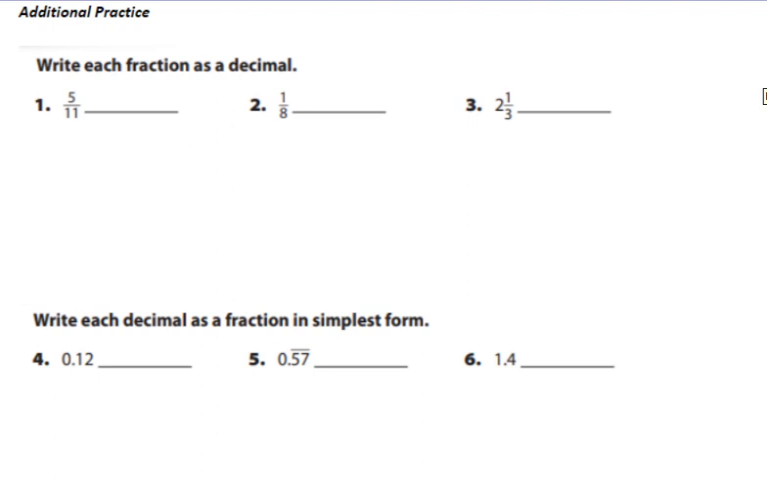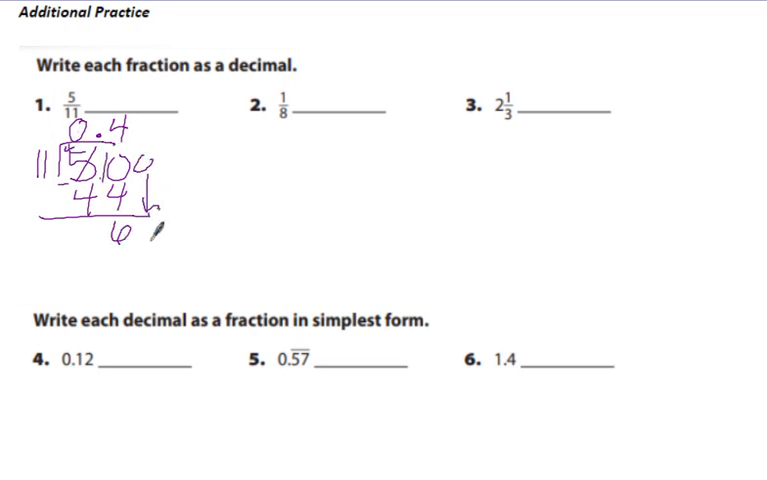Okay, so let's work on some more. We're going to change the fractions to decimals. So 11 into 5. 11 doesn't go into 5. 11 goes into 54 times. It's 44. We have to borrow this time. It's 6. Bring down a 0. 11 goes into 65 times. It's 54. Nope, it's not 54. 55. I don't know where I got 54 from. 55. We have to borrow.